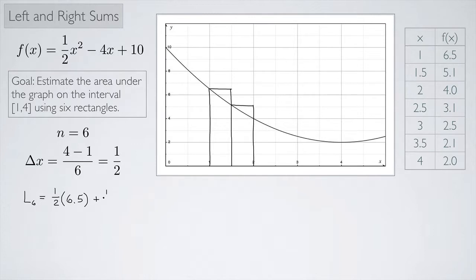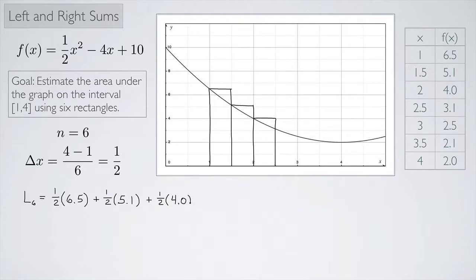Again, it's going to have a width of 1/2. And the height is 5.1. That's where it goes up and hits the function at 1.5. So that's 5.1, according to the chart there. And then I have my third rectangle, so that's going to look like this. They're all going to have a width of 1/2 here. And then a height at 2, it's 4, so this is 4.